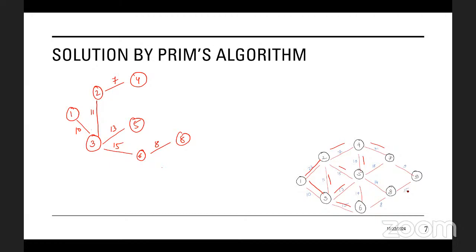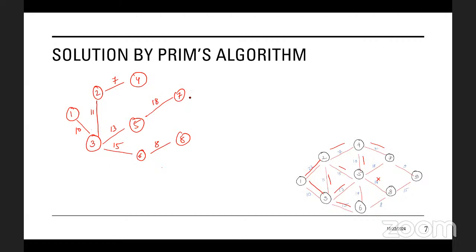And next from 8 to 5 is 14, which is I think the least now, but we cannot join this because it will form a loop. So we will not join this. Then we have 5 to 7, which is the least as of now. So we'll join 5 to 7, which is 18.